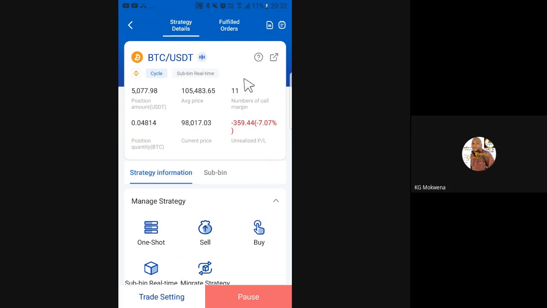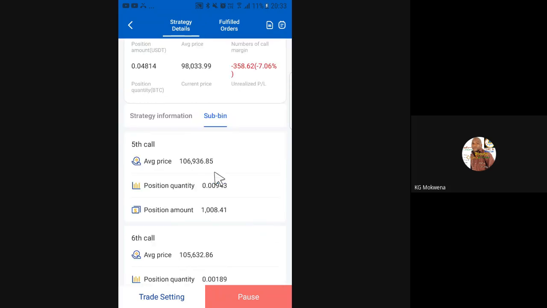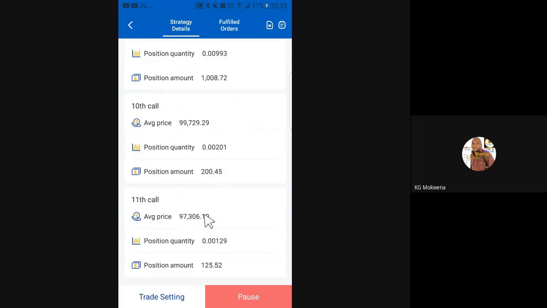And that is going to be worked out according to the average price of the last margin call, business partners, which is margin call number 11. If you come to sub bin here, you will know at what price margin call number 11 was entered into the market, which was at 97, not far from where the market is, honestly, $97,306.10. That is the time when margin call number 11 was triggered by the bot. The market was trading at 97,306 US dollars and 10 cents there.